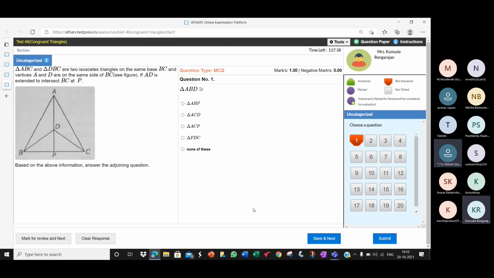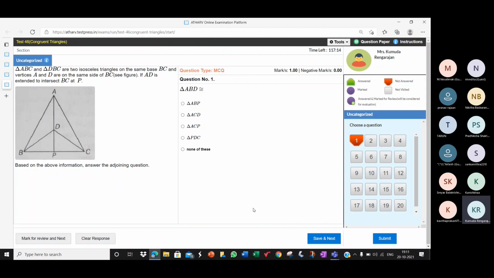Ma'am, in the question they gave us BC as the base. Very good. If BC is the base, the other two sides should be equal. Very good. Thank you, Hitesh. As Hitesh rightly pointed out, it's given that the base is BC.